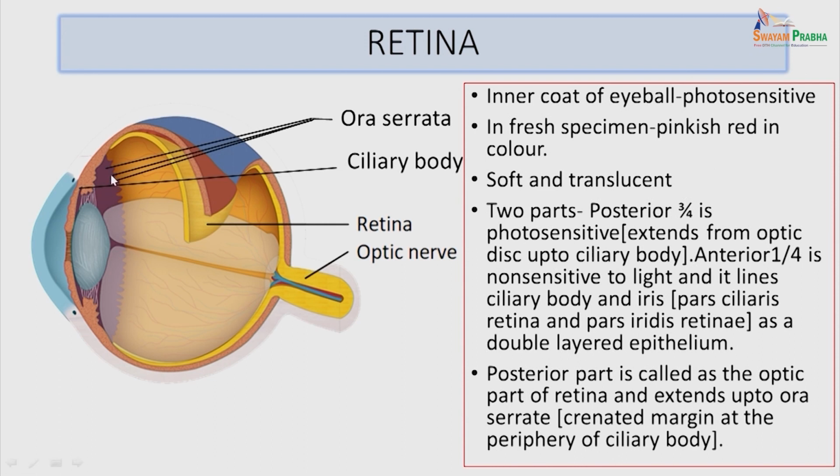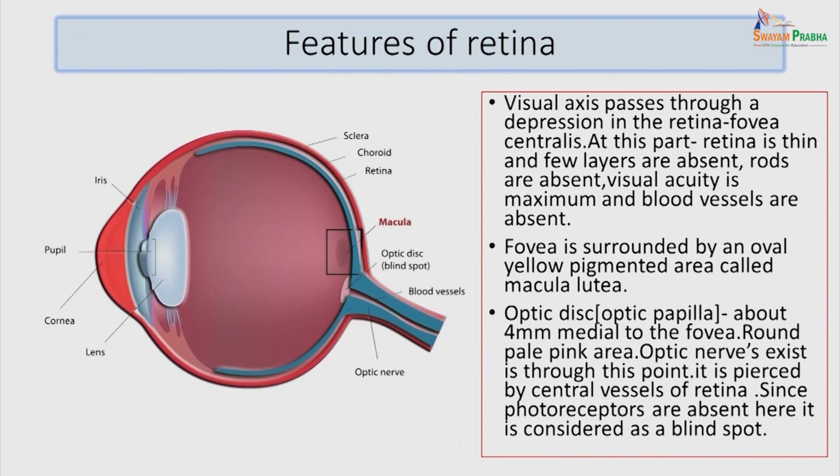You are seeing the ora serrata here. This is the ciliary body and this is the retina. This extends up to this part, that is the ora serrata. Here we are seeing some more features of the retina.